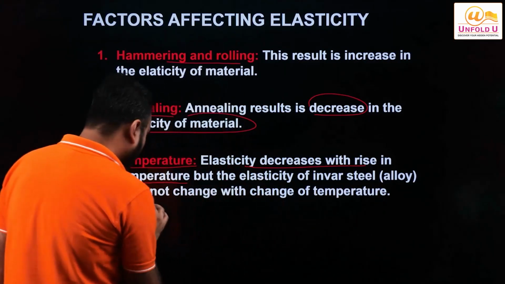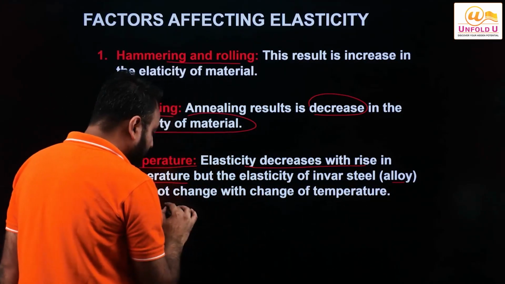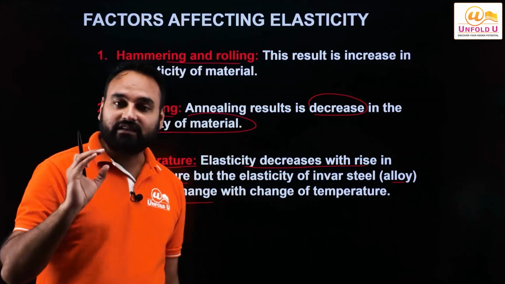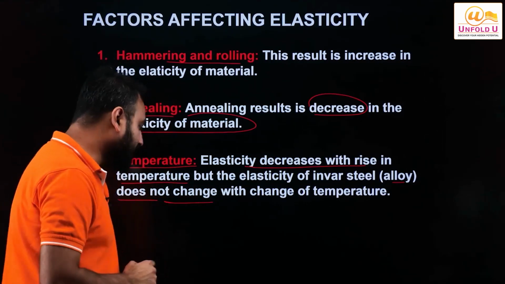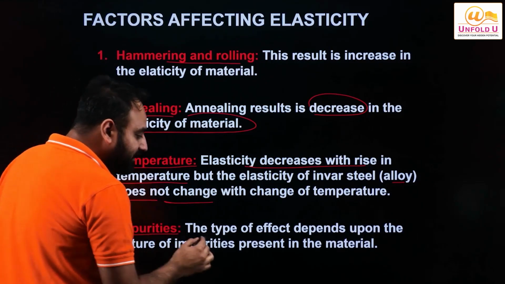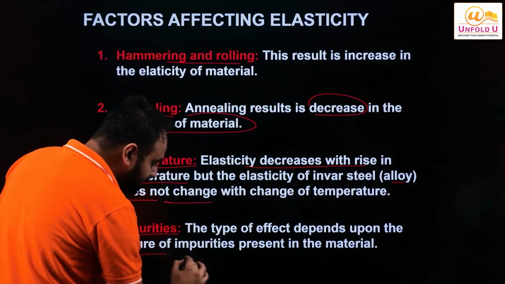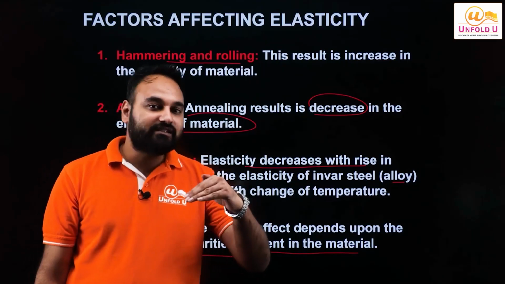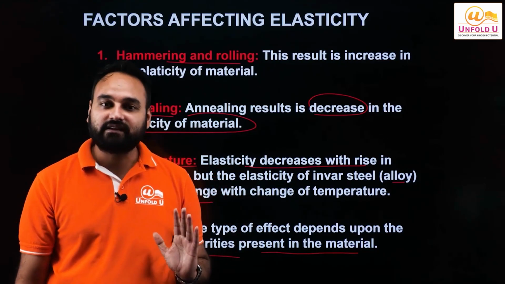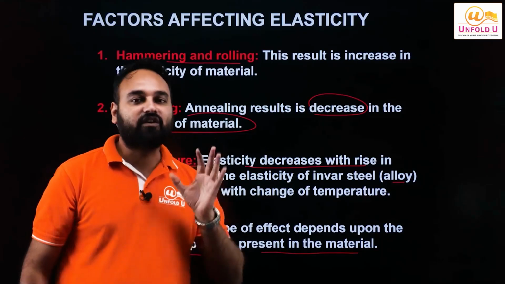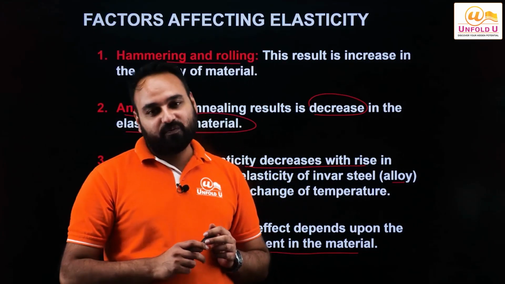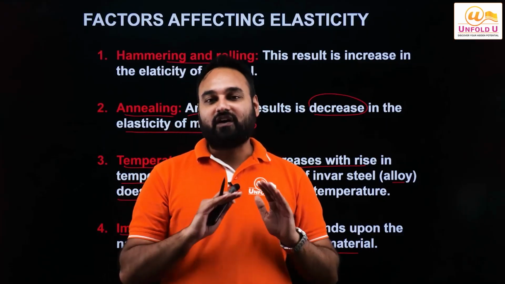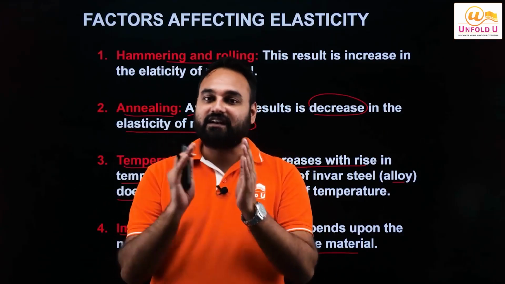But in the case of alloys, the effect of change in temperature is very less, right? Then if you talk about impurities, the type of effect depends upon the nature of impurities present in the material, right? With impurities, elasticity may increase or it may decrease. It purely depends on the nature of the impurity. All right. So these are some of the factors which affect elasticity. So with this note, we are done with the part of stress and strain.